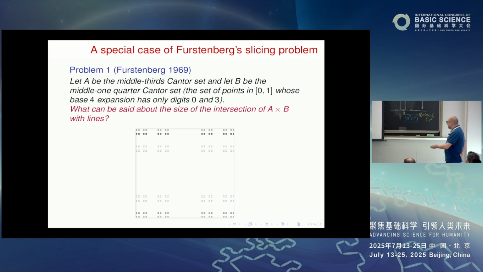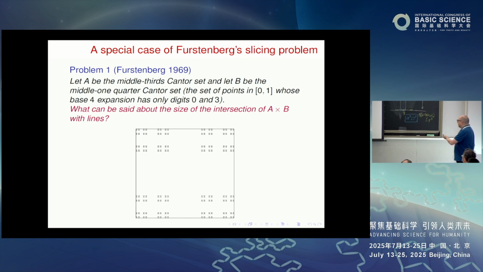But if you forgot, this, as you see, is a product. On the x-axis, you have the ternary middle thirds Cantor set. And on the y-axis, you have a very similar Cantor set, but constructed using base 4 instead of base 3. In terms of expansions, it means that we only use digits 0 and 3 in base 4, and forbid digits 1 and 2. Okay, so in terms of dynamics, this set is invariant under multiplication by 3 on the circle, and this one is invariant under multiplication by 4 on the circle. 3 and 4 have nothing to do with each other.